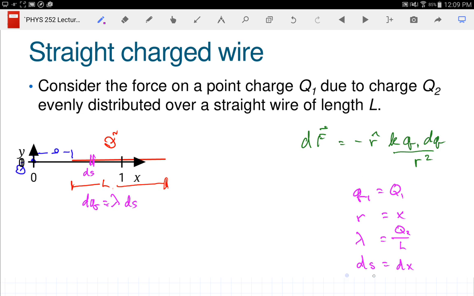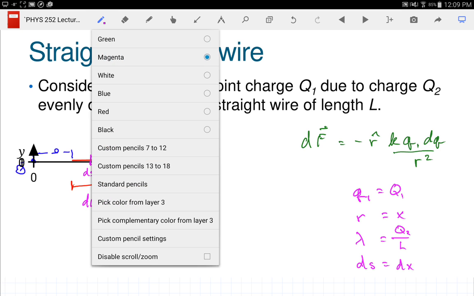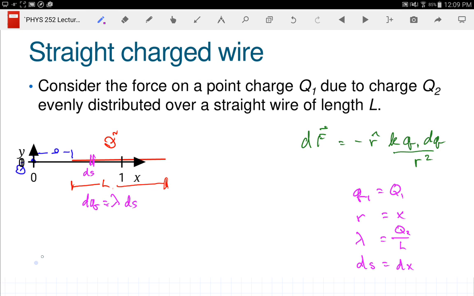So now I have all my substitutions in violet or magenta. I'm sorry, you can't see. And so let's put those substitutions in. Notice I have a vector equation. It's only one-dimensional. Is there a point in keeping a vector equation for a one-dimensional problem? No. So I'm going to drop this off and just say dF sub x equals, and what direction?